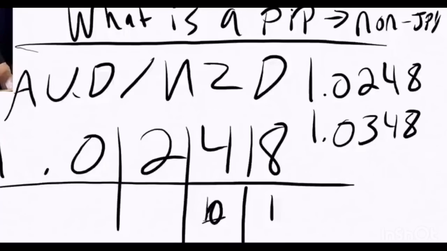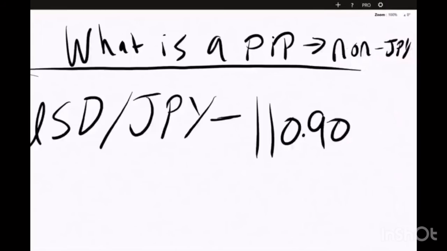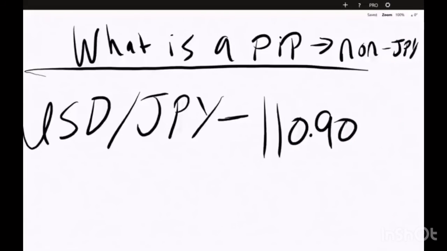1.0787. What if the euro dollar goes to 1.0786? How much have we dropped? The euro dollar went down now, but by how much? Well, the math here is pretty easy. If we went from 7 to 6 on our 4th decimal, which is a pip, we dropped by 1 pip.